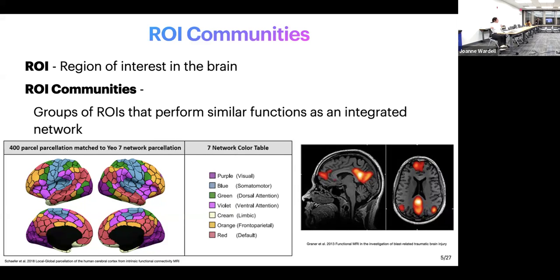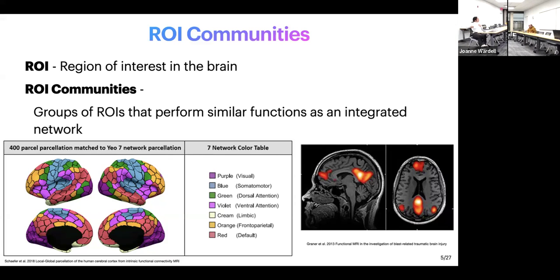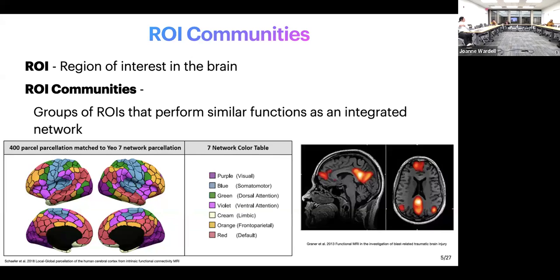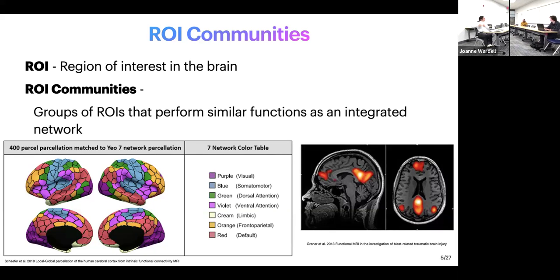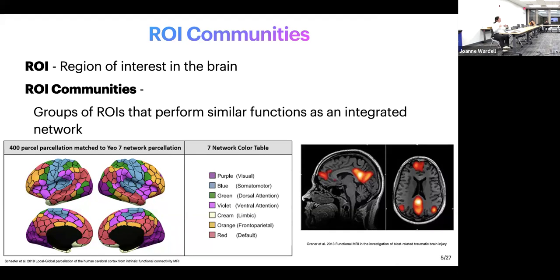Can you say that again? Not necessarily, because sometimes regions of interest are based on some predefined atlas or some parcellation, right? So it may not be associated with the same function, but especially adjacent. Yeah, I think when they say ROI community, there are eight different brain networks, essentially eight main brain networks. And of course you can get more than that.